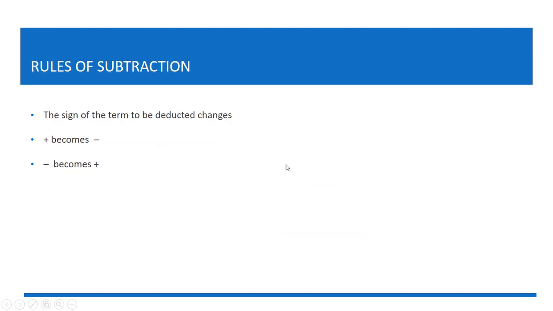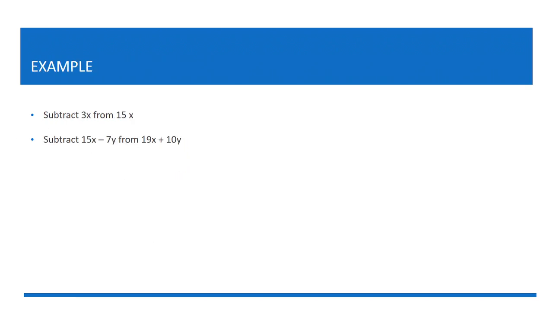Then the rules of subtraction. In the case of subtraction, positive becomes negative and negative becomes positive. Let us take an example. We need to subtract 3x from 15x. That is 15x minus 3x, which is nothing but 12x. The answer for this is 12x.